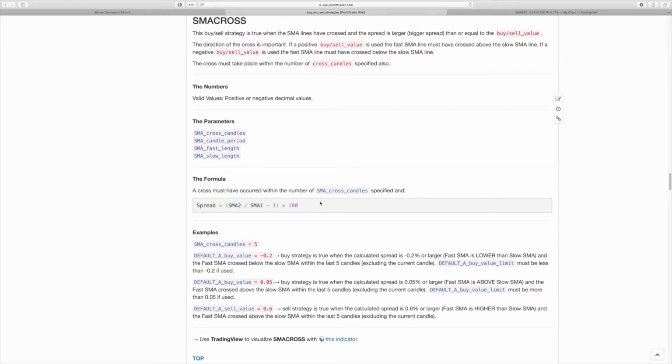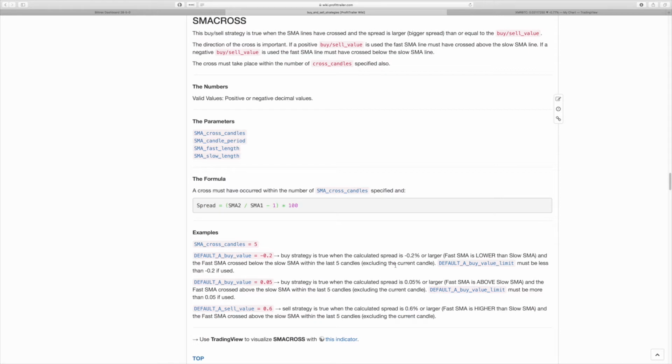to calculate the spread between these, and then it's going to look back a certain number of candles for that cross point. So if we look at the examples here, say we're using an SMA cross candle count of 5, and we have a default A buy value of -0.2. So the buy strategy is true when the calculated spread is -0.2% or larger. Now, when they say larger, what they mean is more negative. So if it's -0.2% or further negative, then this will remain true.